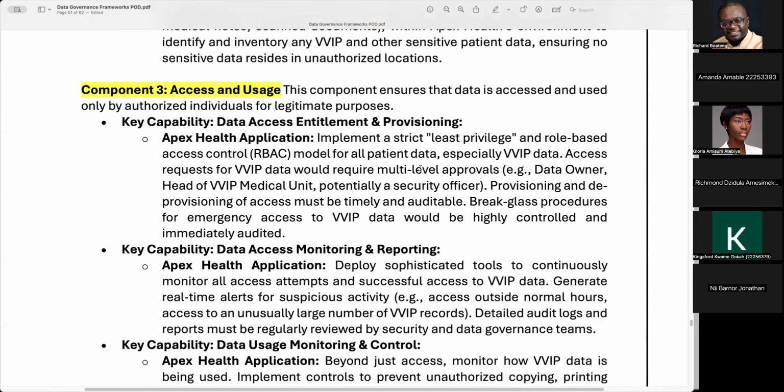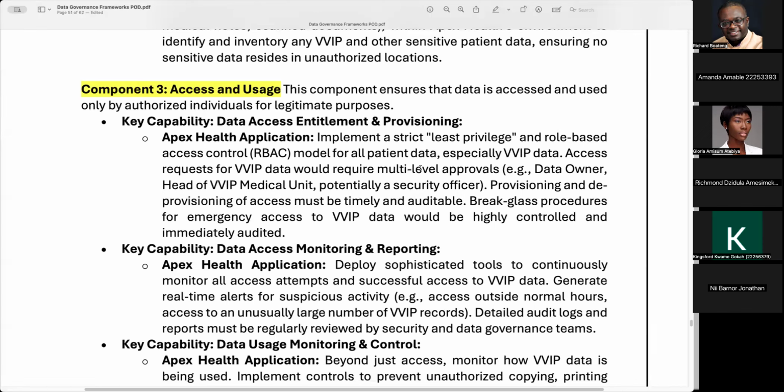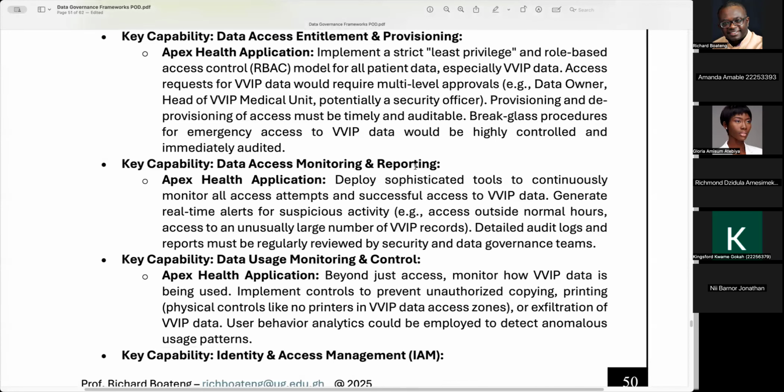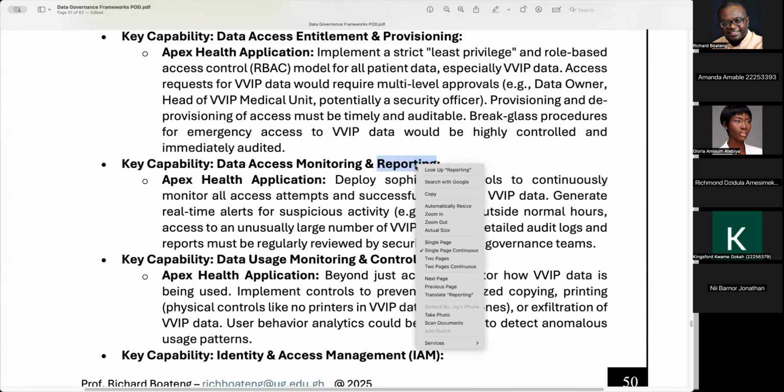Data access entitlement and provisioning capabilities mean implementing strict least privilege access by default and using fine-grained role-based access control, RBAC, and potentially attribute-based access control, ABAC. Access requests for VVIP data would require multi-level electronic approval workflows, e.g., requester's manager, data steward, data owner, VVIP unit head, security officer, with mandatory detailed justification. Provisioning must be timely but fully automated and auditable. Controlled, heavily logged, and immediately reviewed emergency break glass procedures are necessary but strictly managed.